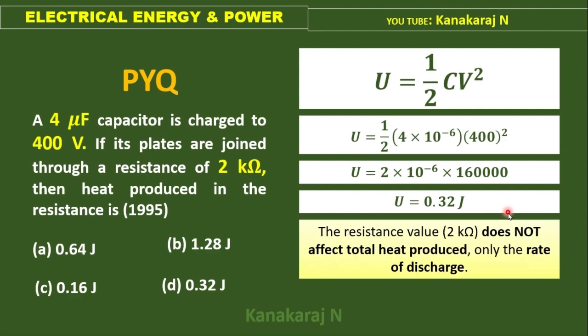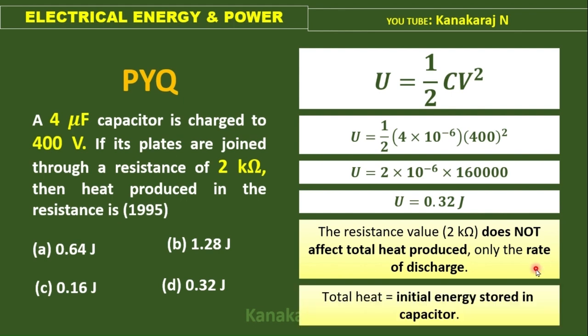And please remember that the resistance value 2 kilo ohms does not affect the total heat produced. It only affects the rate of discharge. Total heat equals the initial energy stored in the capacitor. So they gave the resistance value to confuse you.